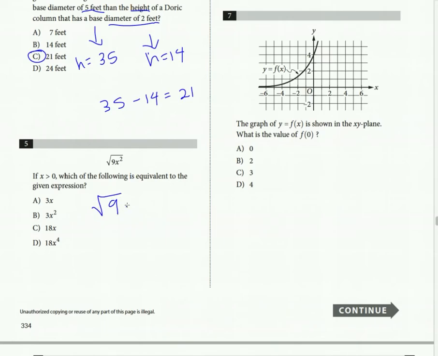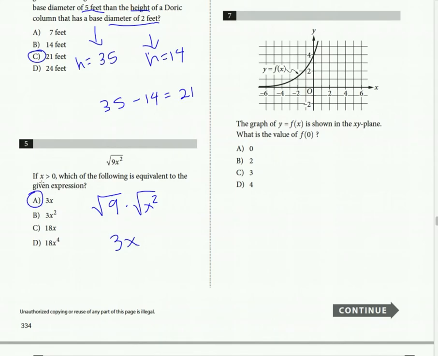Square root of 9 times square root of x squared. This is totally equal to the given expression. We know the square root of 9 is 3, and the square root of x squared is x, so 3x. That's going to be our answer, 3x, and it shouldn't get any more complicated than that.